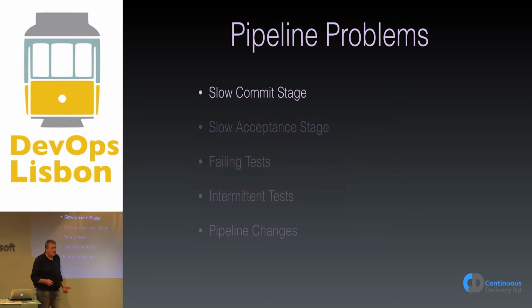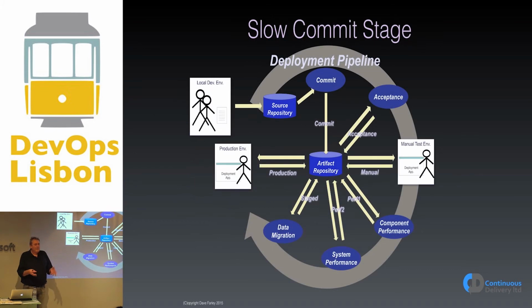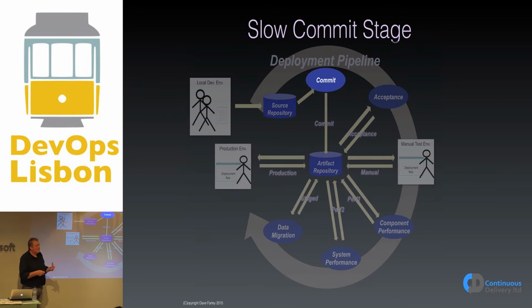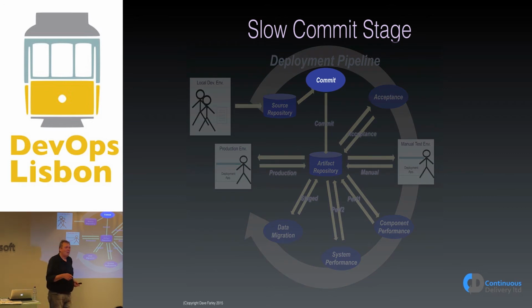So let's start off with slow commit stage. The commit stage is probably the highest value bit of real estate in your system, maybe except for the developer's IDE. If I could get my performance test results in the form of a red squiggly line as I was typing in my IDE, I would take that. I would love that. But I don't know how to do that. And so the next best thing is to move them out to things that happen in the commit stage, and that I want fast feedback. I want feedback in under 5 minutes.